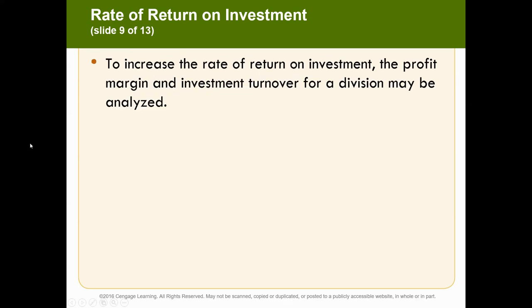To increase the rate of return on an investment, the profit margin and investment turnover per division should be analyzed. Basically, what this tells us is if the company is underperforming when it comes to the rate of return for various divisions, we want to look at ways where we can raise that by either increasing sales or further utilizing our assets.